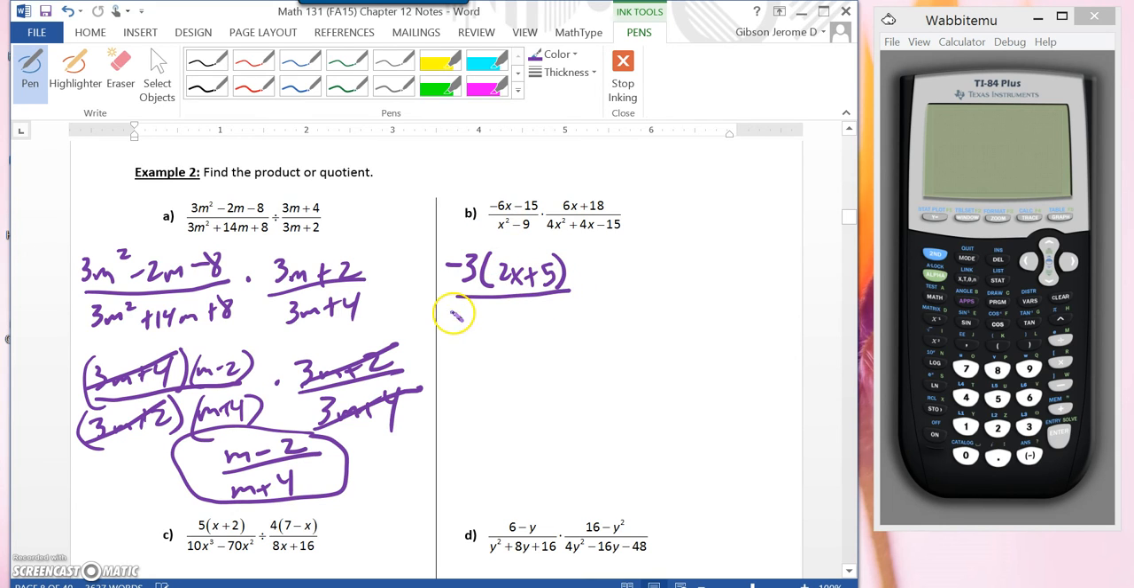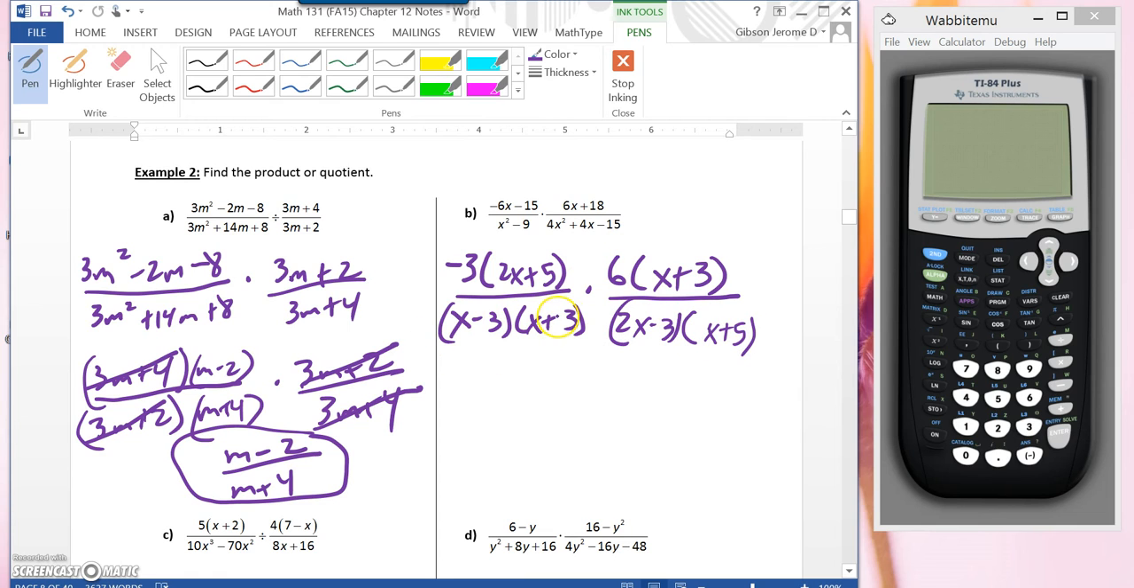Our denominator we can factor to be x minus 3 and x plus 3. Times, we can factor out a 6 here, and that'll leave us x plus 3. And then in our denominator, so we would have 2x minus 3 when we factor out this denominator, and x plus 5.